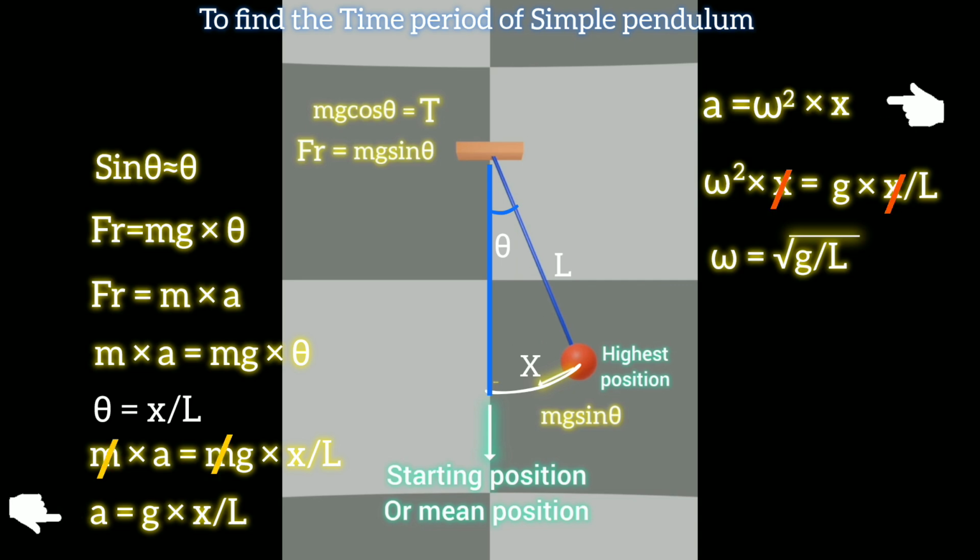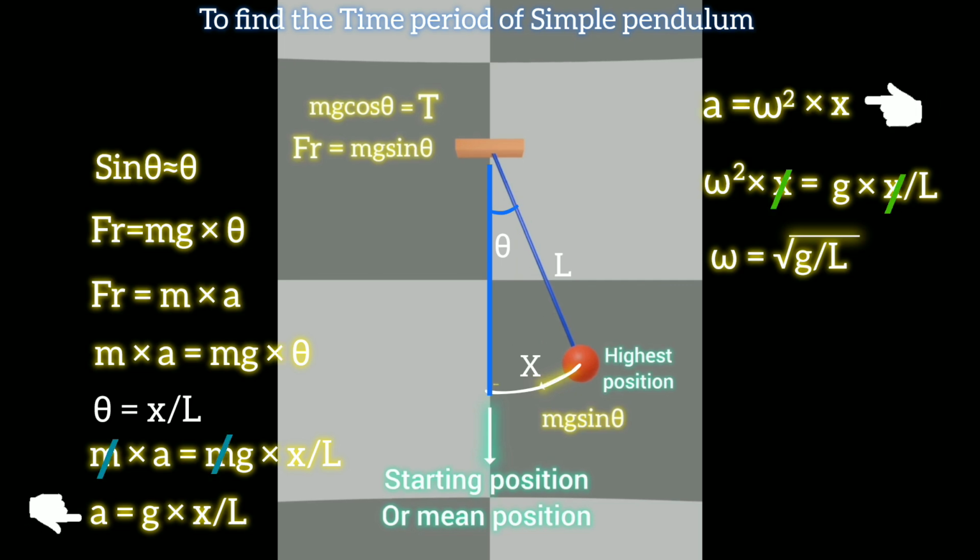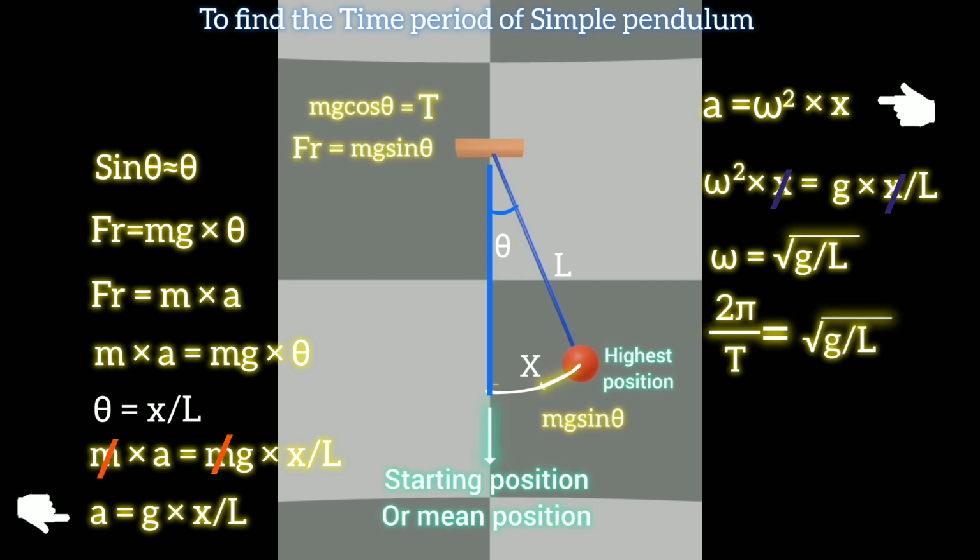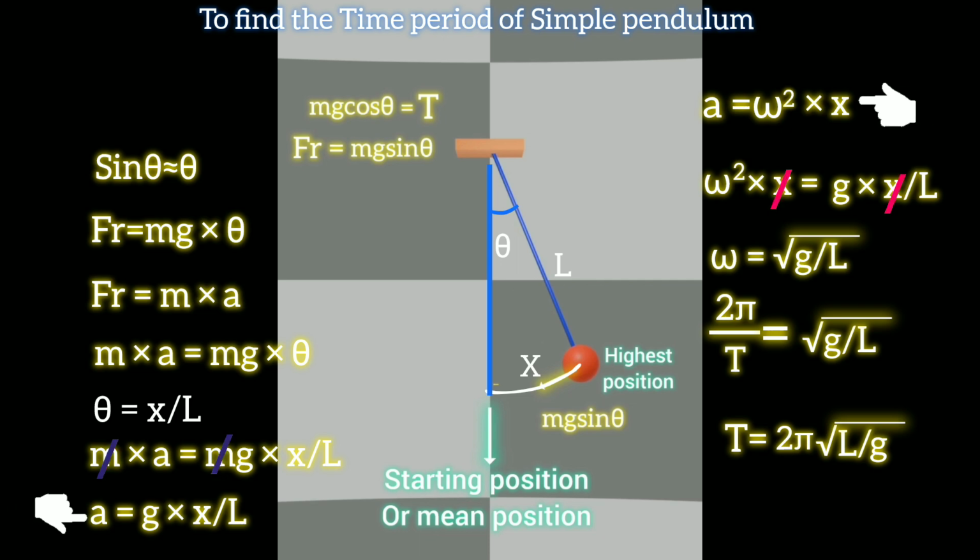Time period formula. Finally, we connect omega to the time period. 2 pi by T is equal to root of g by L. Therefore, the time period is T equals 2 pi times square root L/g.